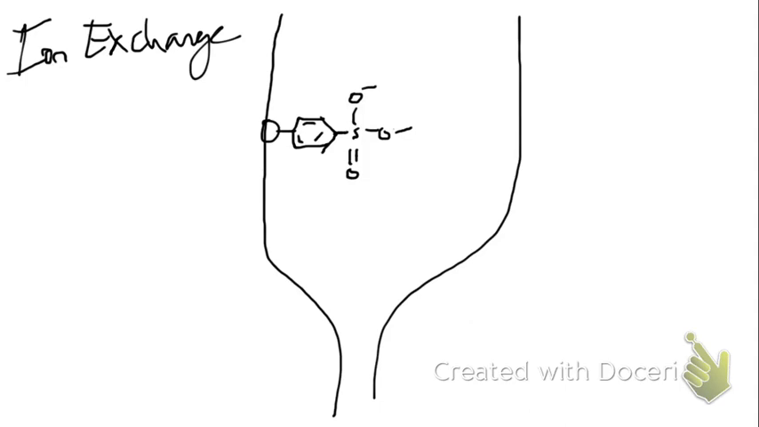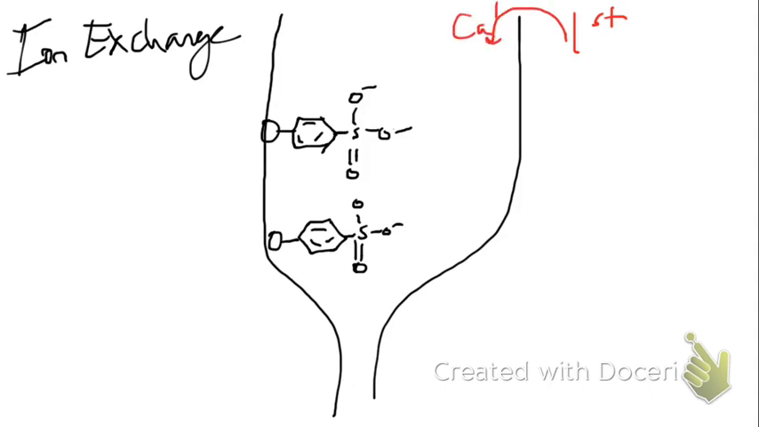And so what's going to happen is, to this column, let's go and draw two of these beads. To this column, we're going to do what's known as charging it. And what we're going to do is first, we're going to add calcium. And what that calcium is going to do, it's going to be coordinated, that ion, between those two oxygens.